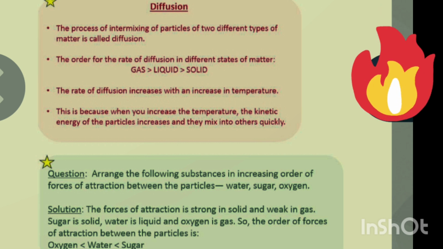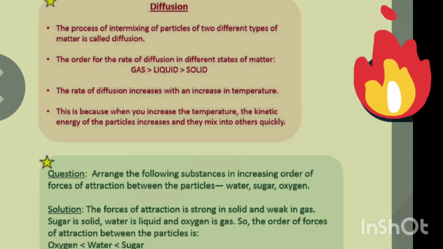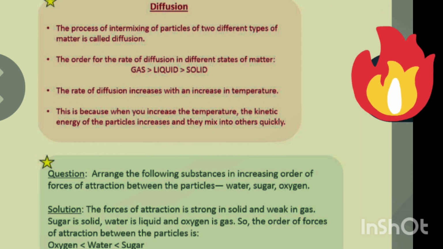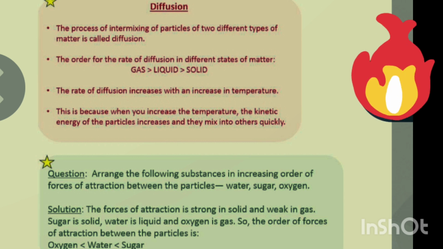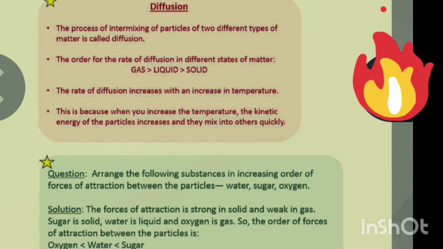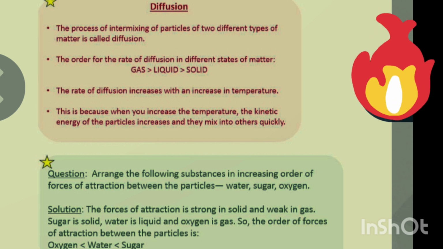Why does it increase? Because when the temperature increases, the kinetic energy of the particles increases, and they mix into one another quickly. As I said previously, sugar will dissolve much faster in hot water, whereas in cold water it will not dissolve. The reason is, it will dissolve but it will take a lot of time. If the temperature rises, kinetic energy also rises. This makes the sugar dissolve faster in hot water, okay.